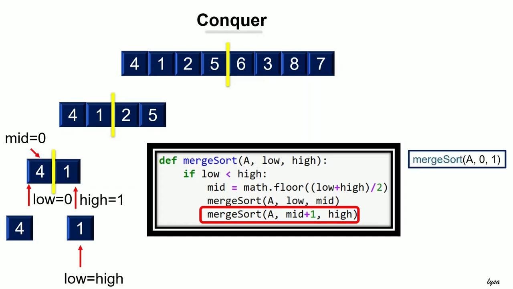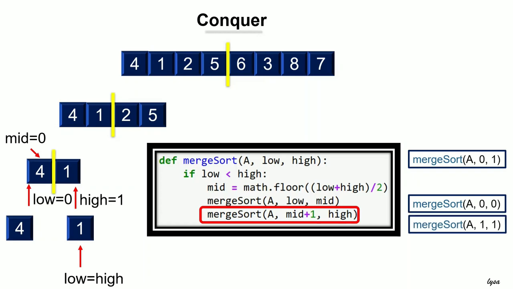Merge sort on 0, 1 calls merge sort on 0, 0, falls into the base case, returns to the parent, and at the parent, it calls mid plus 1, high, which is nothing but 0 plus 1, which is 1, 1.